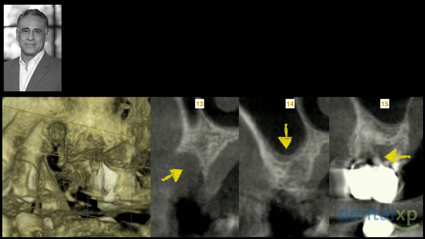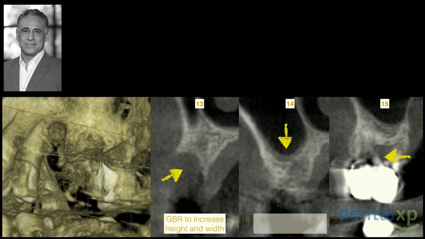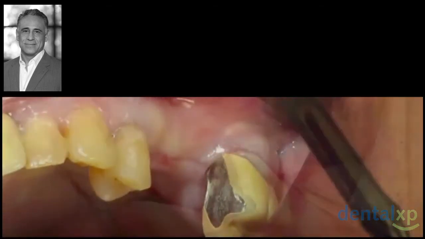And we have sort of a combination defect. In the number 13 area, we have this vertical, horizontal combination. Number 14, we have inadequate height of bone. And number 15, it's all gone in the crestal aspect. So we've got to now combine all the procedures that we talked about with GBR to increase the height and width, sinus lift to increase the height here, and the extraction and just a site graft here. A little bit of a combination.